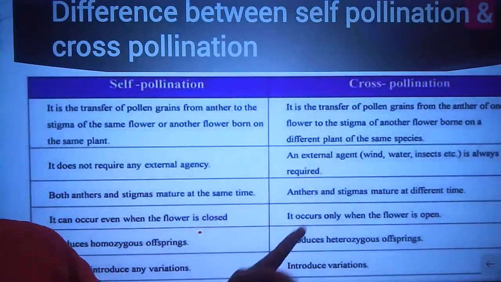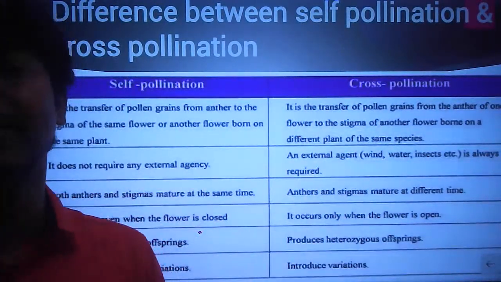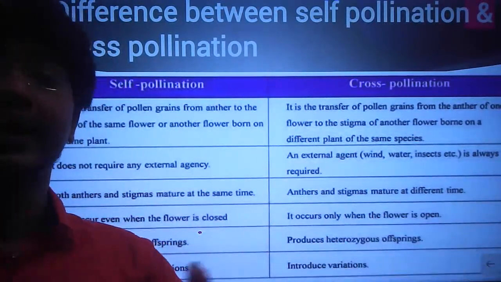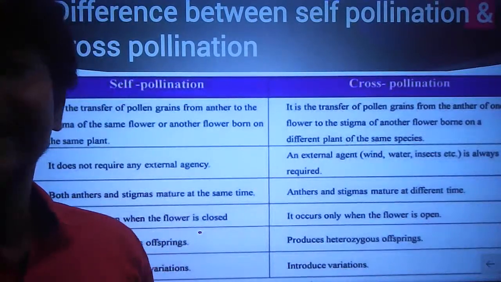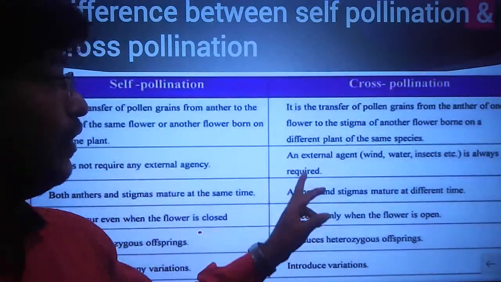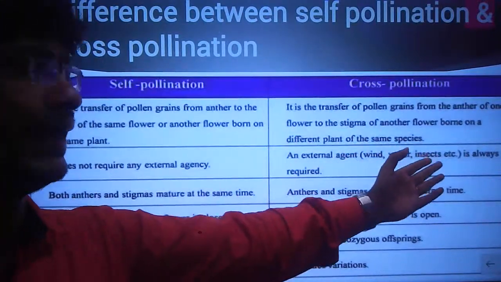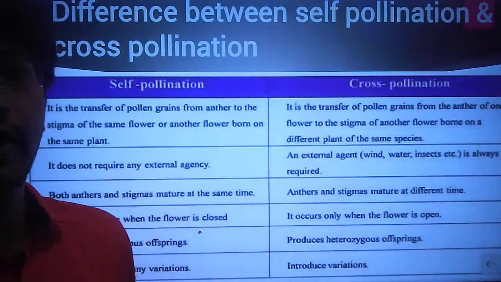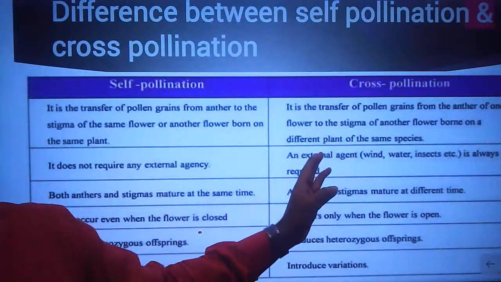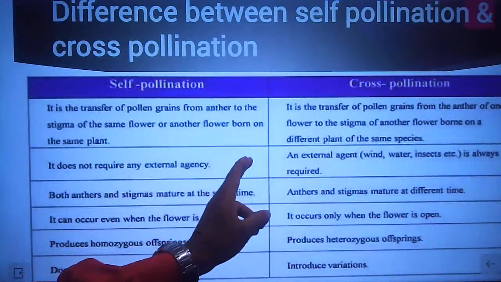But in cross-pollination, since the male and the female flower may be miles away, many kilometers away, not in close proximity, it definitely requires maybe wind, maybe water, maybe an insect, maybe biotic or abiotic factors. It's always required in this particular case.